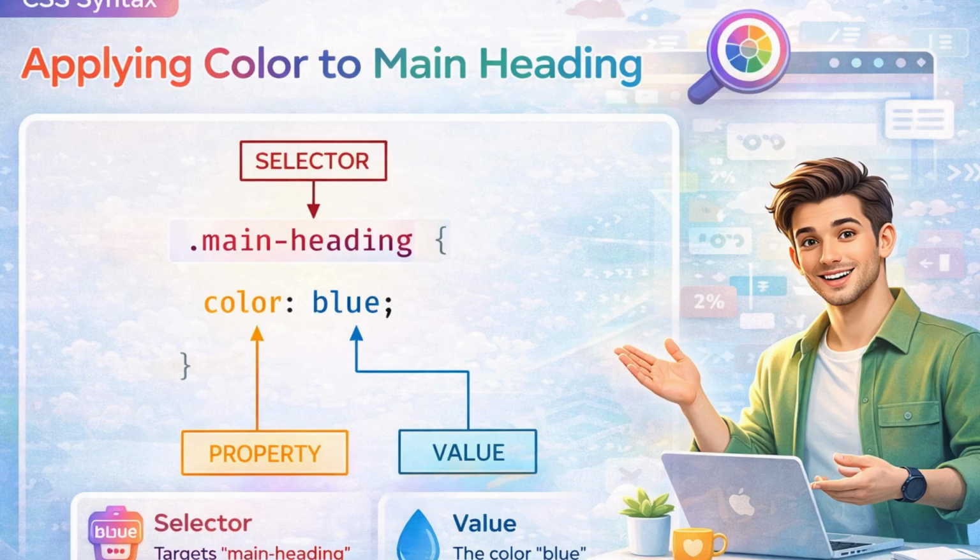Simple formula to remember: select, property, and value. Also notice the syntax. Curly braces hold the styles, and a semicolon ends each rule. With just one line of CSS, we transformed our boring heading into something visually appealing. And this is just the beginning. Imagine what you can do with fonts, layouts, animations, and more.